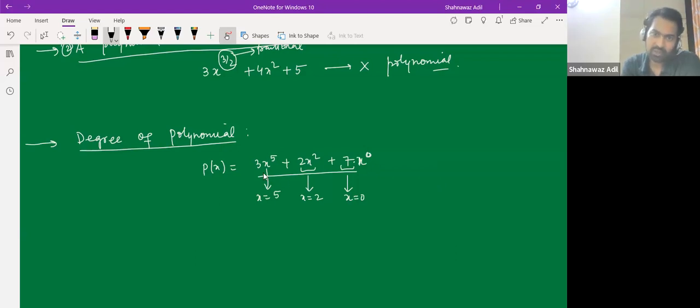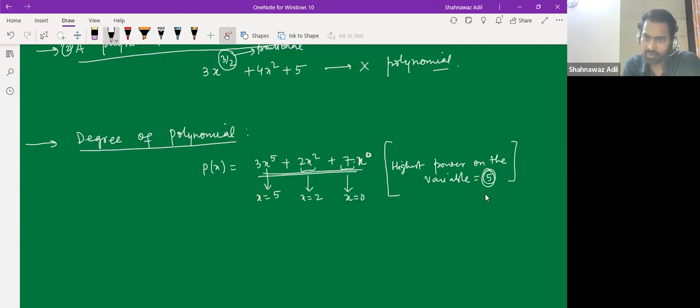Good. So now what is the highest power on the variable? 5. So the highest power on the variable is 5. This is called the degree of the polynomial, right? So degree of the polynomial is defined as the highest power on the variable.